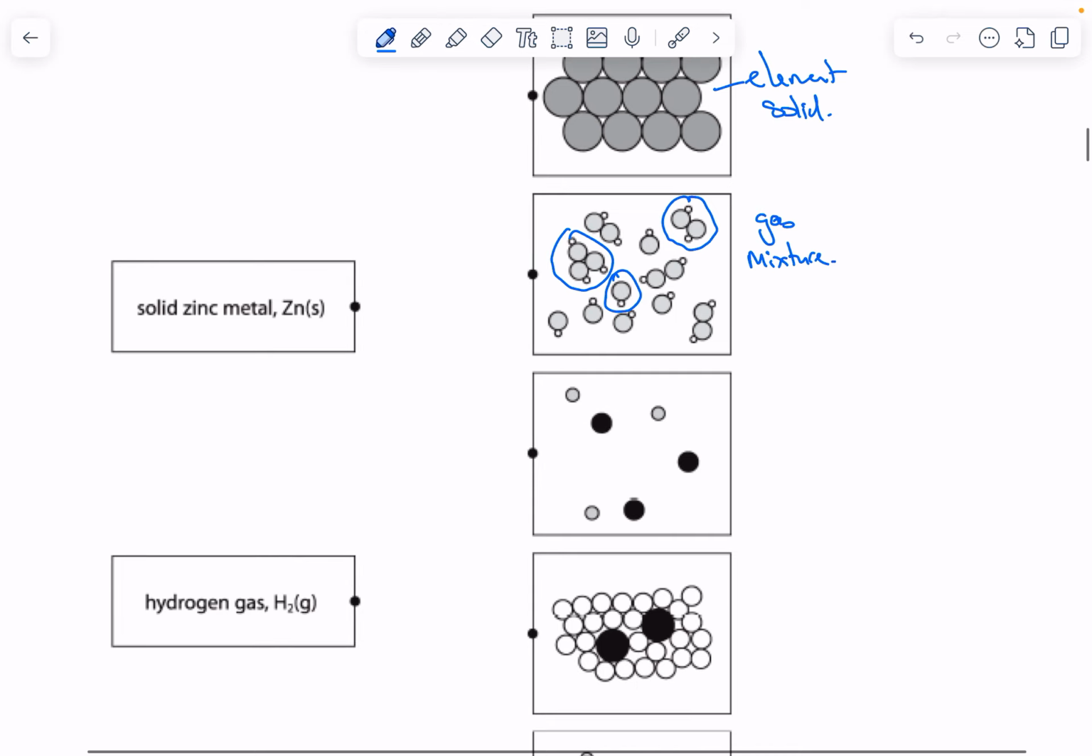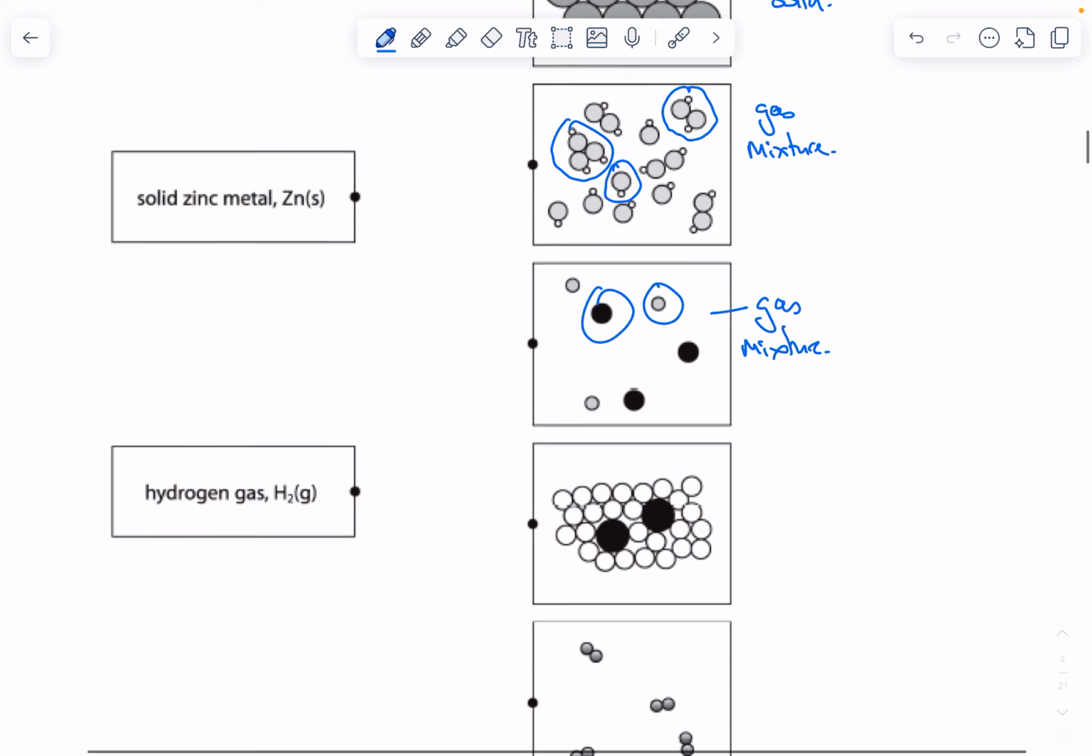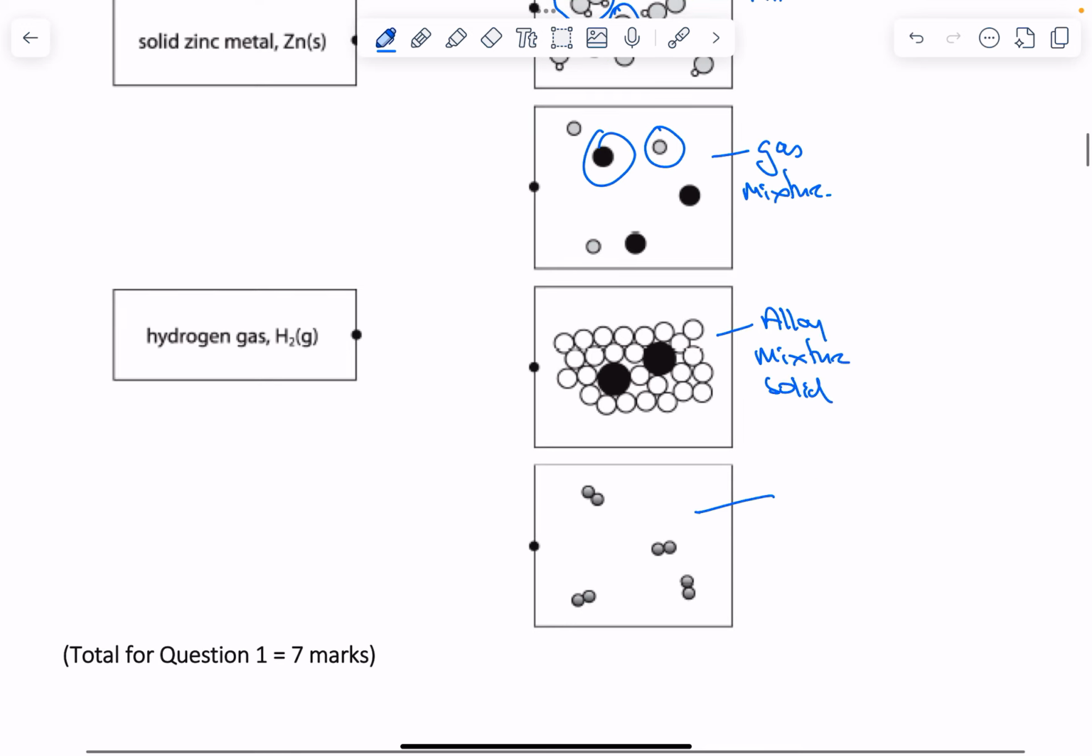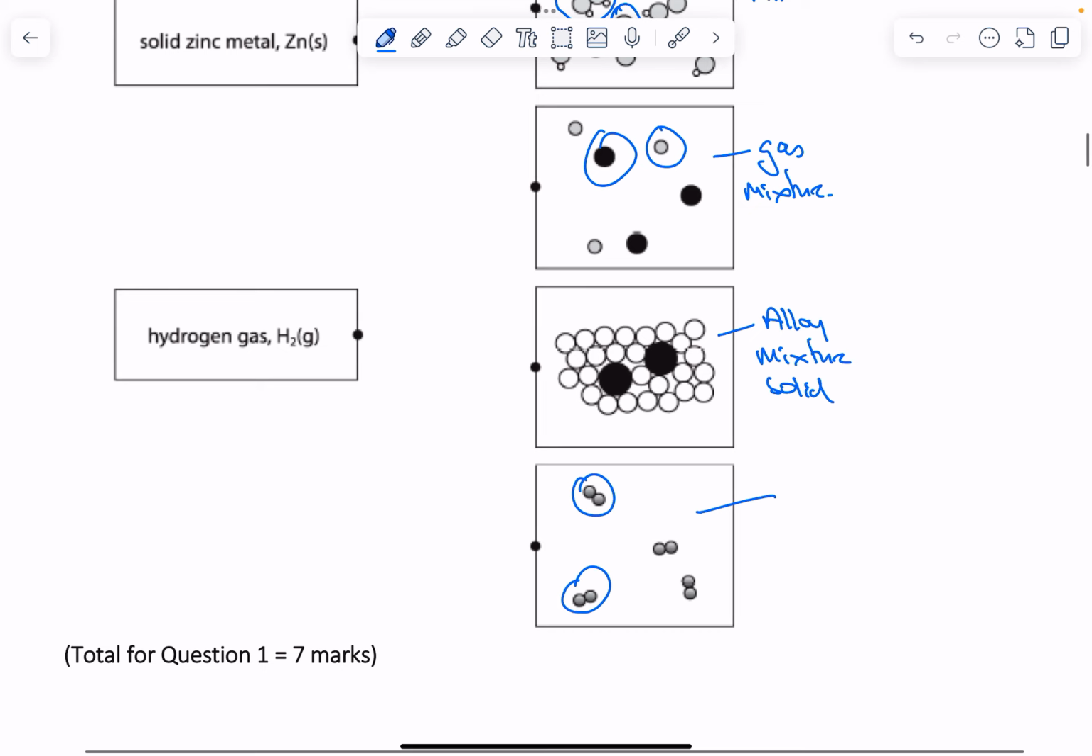And then this one here, again, is going to be a gas because the objects are far apart. There's two different types, so that's also going to be a mixture. This one here, hopefully you recognize that as an alloy, so it's a mixture of metals, and therefore they're packed tightly together, so solid. And this one here, the particles in each one of these molecules are the same, so this is also an element, and they are spread out, so therefore it is a gas.